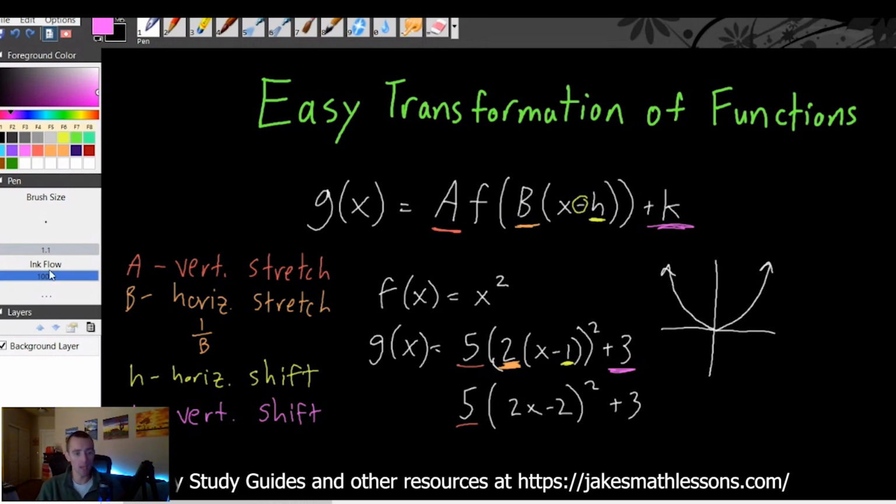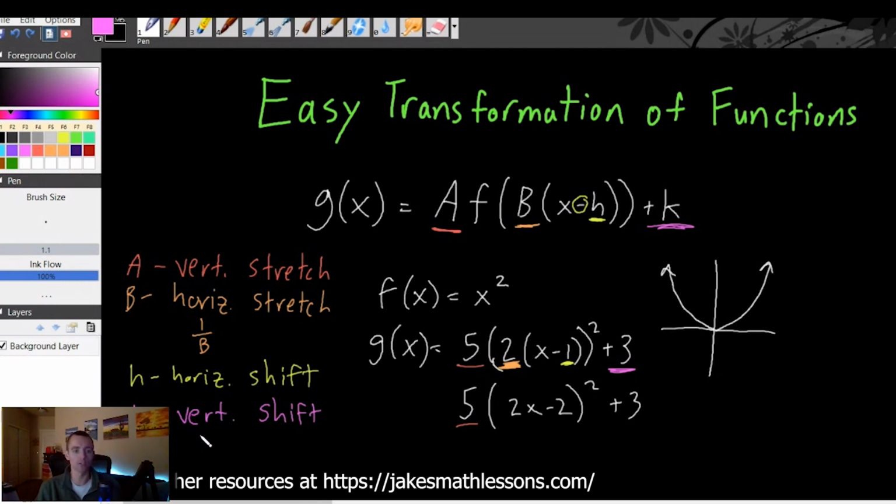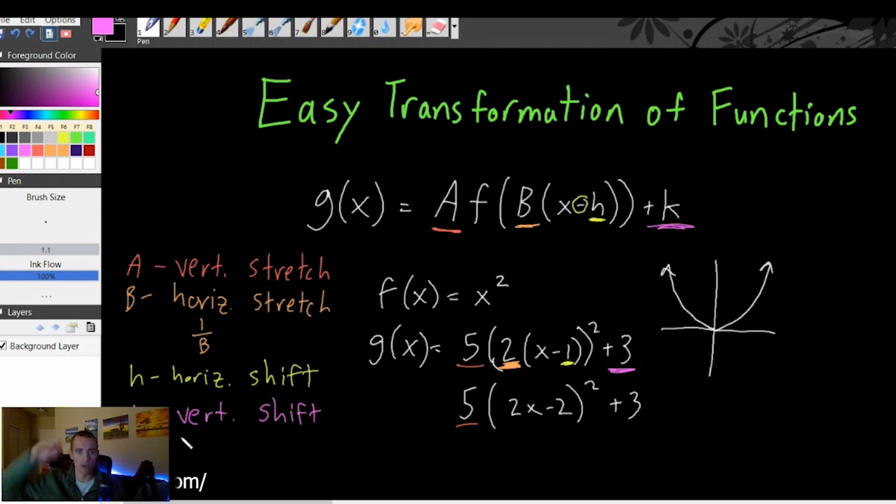The A and the K, however, the vertical things, so vertical stretch and vertical shift, are going to behave exactly the way you would expect. When your A is greater than 1, you're actually going to make it longer. You're going to stretch it out vertically, making it taller. When your A is less than 1, you're going to squish it down vertically and make it shorter. Similarly, when your K is a positive number, you're going to shift up in the positive Y direction. When your K is negative, you're going to shift down in the negative Y direction.